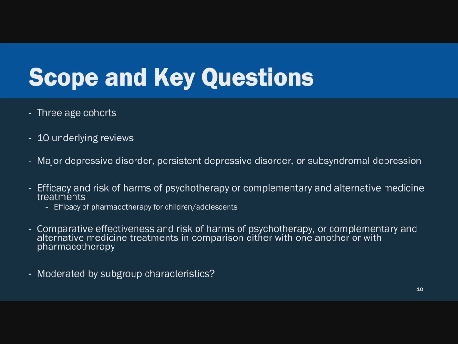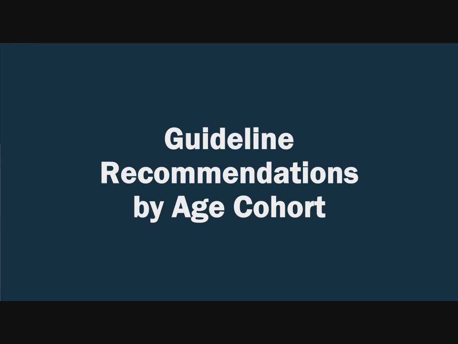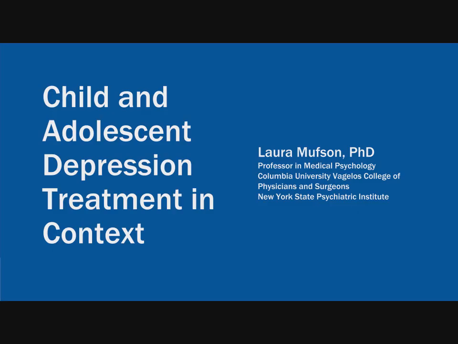And then they looked at comparative effectiveness and risk of harms for psychotherapy, complementary and alternative medicine, and compared with each other or with pharmacotherapy. And our panel was very interested in whether these are moderated by subgroup characteristics, but unfortunately there was really not enough information and not enough data available to them to be able to really answer those questions. So that was something else they talked about a lot in their guideline. Okay, so now we're going to go ahead and move on to the guideline recommendations by age cohort.